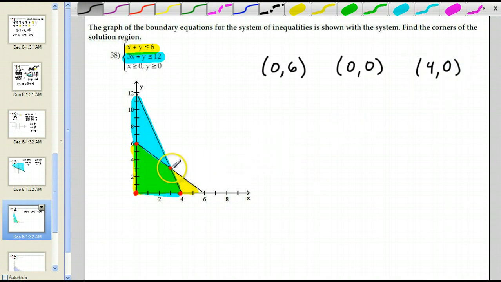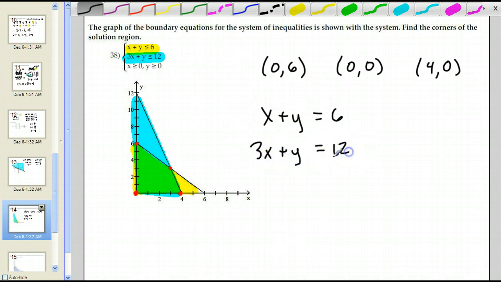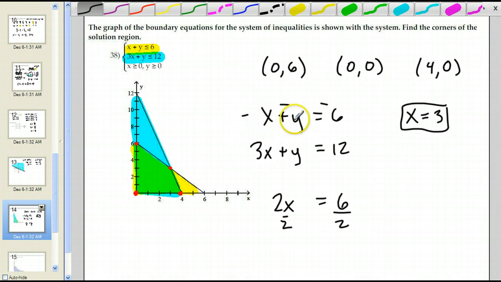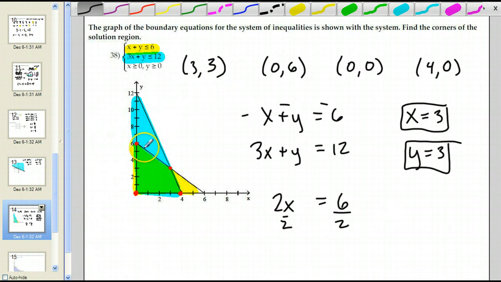Alright, and then this is the one you're going to have to solve for. It's the intersection of this line and this line. So we have to set up and solve this system of equations to find that intersection. Easy to do. You can just change the signs of this top one. Now these combine to a 2x. The y's cancel. 12 minus 6 is 6, divided by 2. So x is equal to 3. Then plug that in. That means y is also equal to 3. So that means the other point that we have to check, or if we had a function to maximize, would be 3, 3. So those are the 4 points that bound that green region.